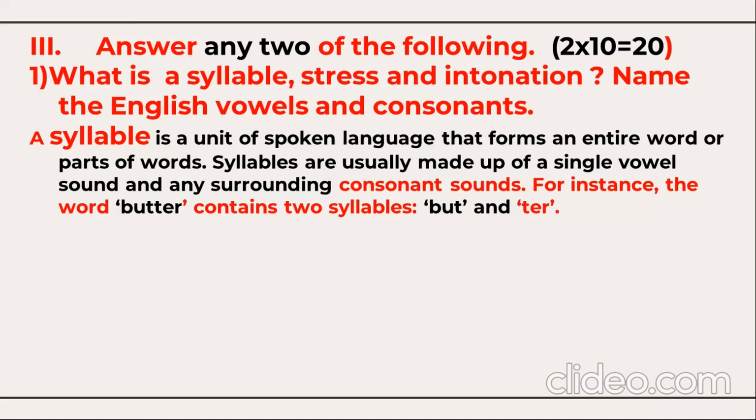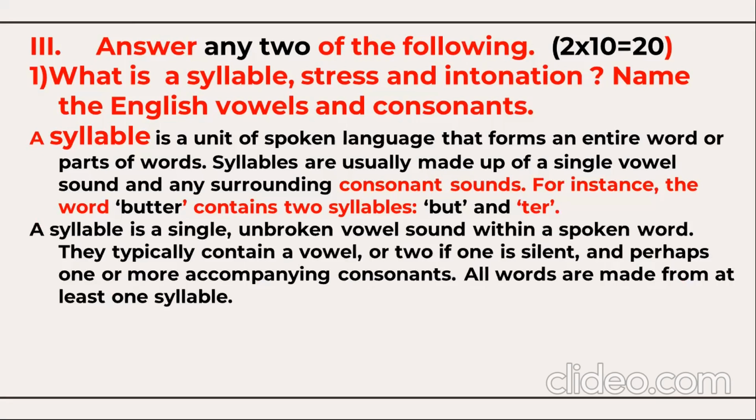So, butter, butter. There are two syllables here. Now, a syllable is a single, unbroken vowel sound within a spoken word. They typically contain a vowel, or two vowels if one is silent, and perhaps one or more accompanying consonants. All words are made from at least one syllable.